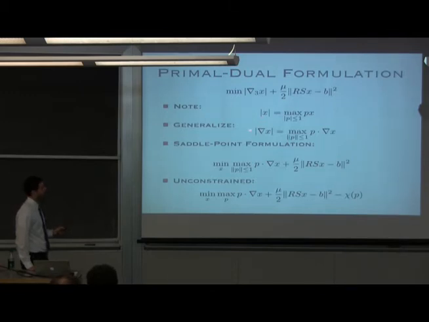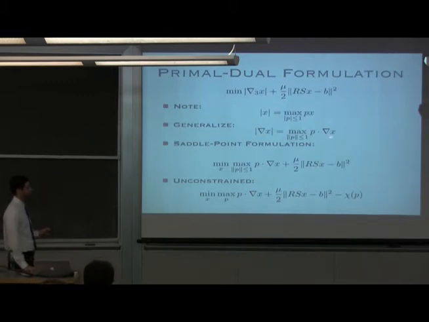And we can generalize this to the L1 norm of the gradient by writing this as the dot product of the gradient of x with this vector p, where p has a similar constraint. In this case, the component-wise norm of p has to be less than or equal to 1. And so this is called the dual formulation of total variation. And this gives us a saddle point problem. So we took the original minimization problem and we replaced the total variation with a maximum over p, and that eliminates the non-differentiability of the problem.